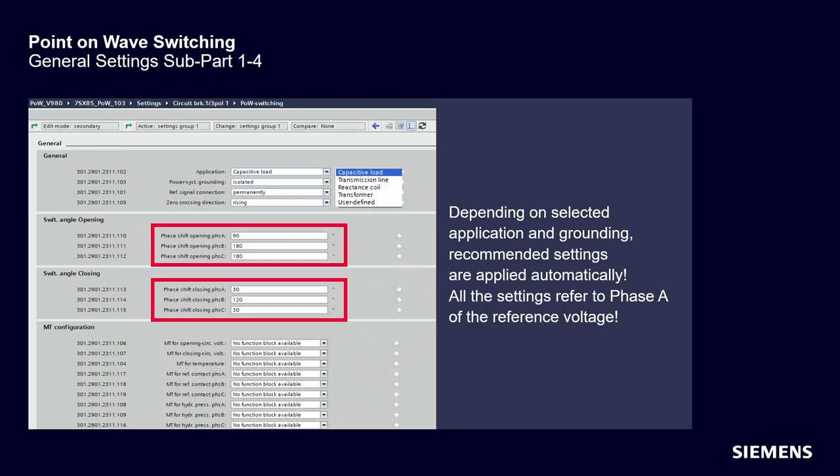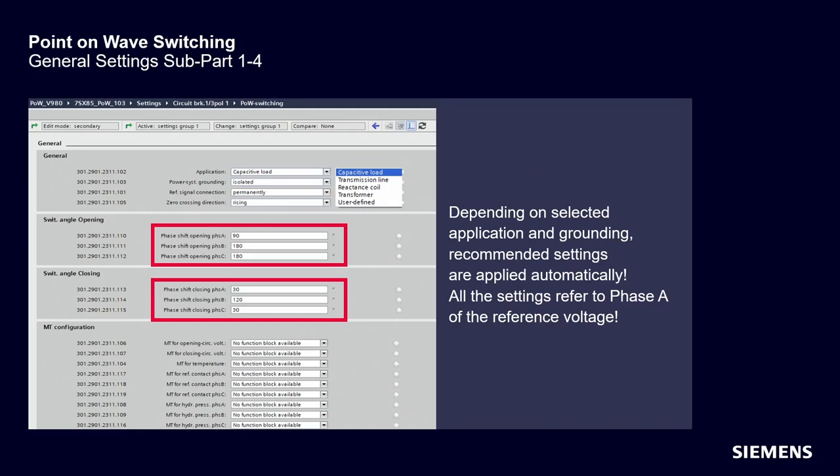You can also define zero crossing direction. You can choose between rising, falling, or both. It's used to determine the time to zero. This parameter is active for both stages, opening and closing. The important point is that switching angles are defined to phase A of a reference voltage. Therefore, these settings refer to phase A of the reference voltage. These angles are recommended, but you can of course correct them according to your needs.